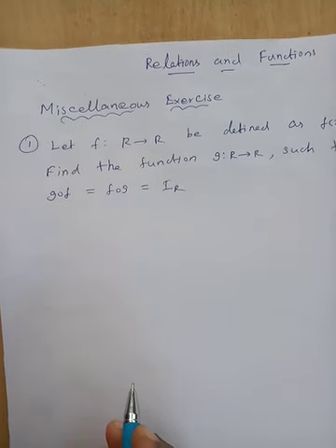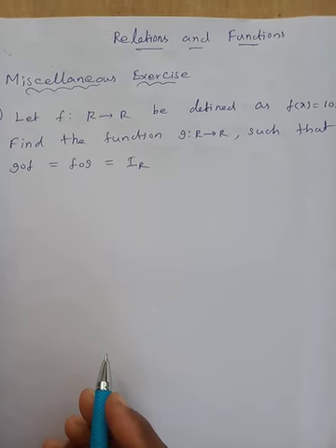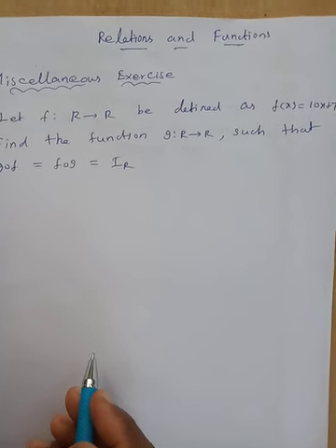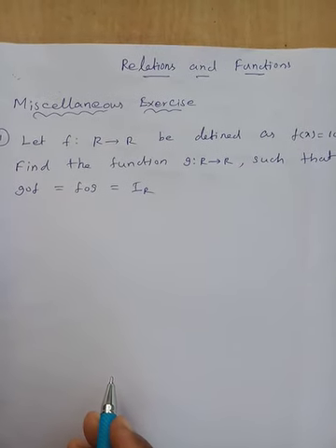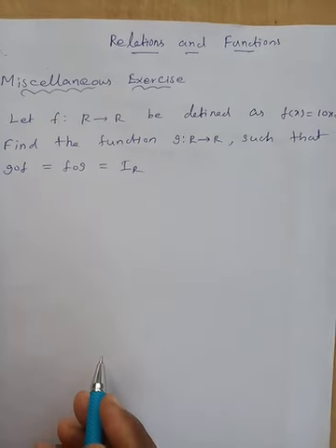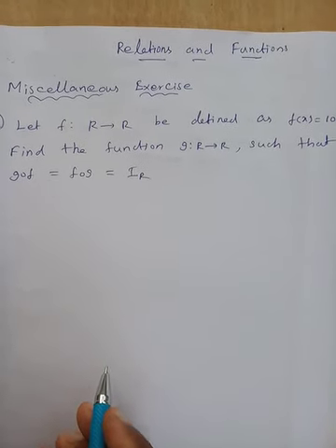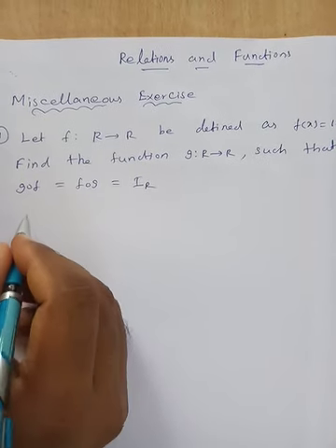Chapter 1, sum number 1. Let f from R to R be defined as f of x is equal to 10x plus 7. Find the function g from R to R such that g composition f equals f composition g equals I_R. Solution.